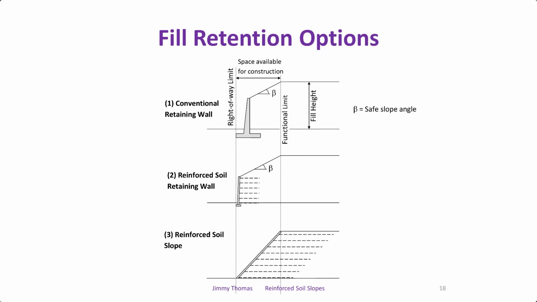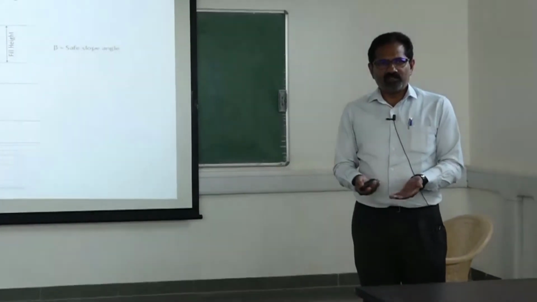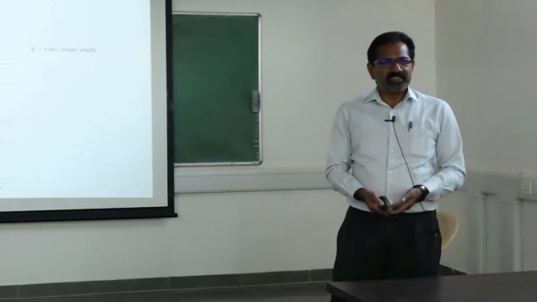So again, we have these options. One, if there is no extra space available, then I have to go for a full height vertical wall. No other option. But if there is some space, there is the conventional retaining wall, normally what we call a toe wall, like a masonry wall. Or we can go for a reinforced soil retaining wall with a back slope. Then another option is a reinforced soil slope. So we have these three options. For each project we have to evaluate which system is the best in terms of cost, performance, construction time, and availability of materials, then select the appropriate option.